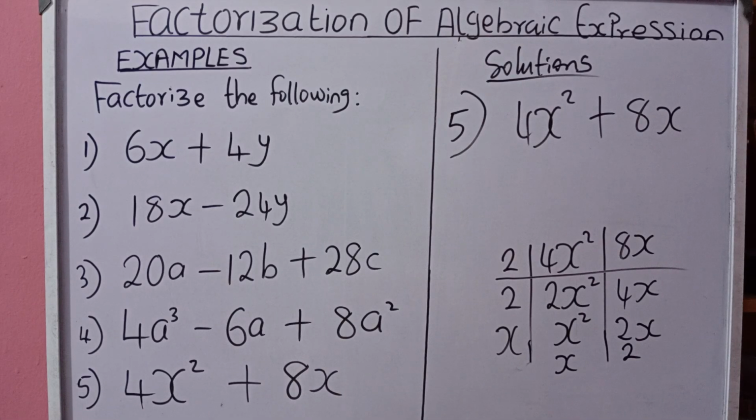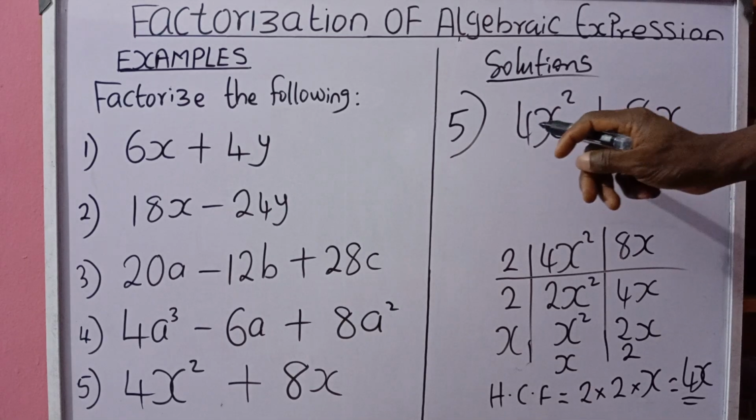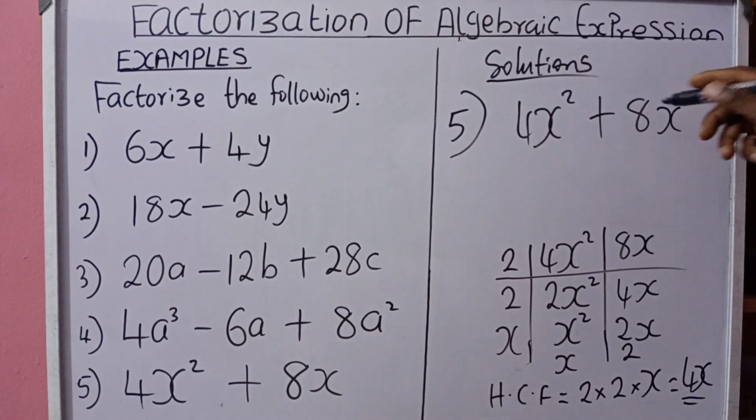So to now get the HCF, it will be 2 multiplied by 2, and we get the product of all of these multiplied by x. That will give us 2 times 2 is 4. 4 times x will give us 4x. So 4x is the HCF of 4x squared and 8x.